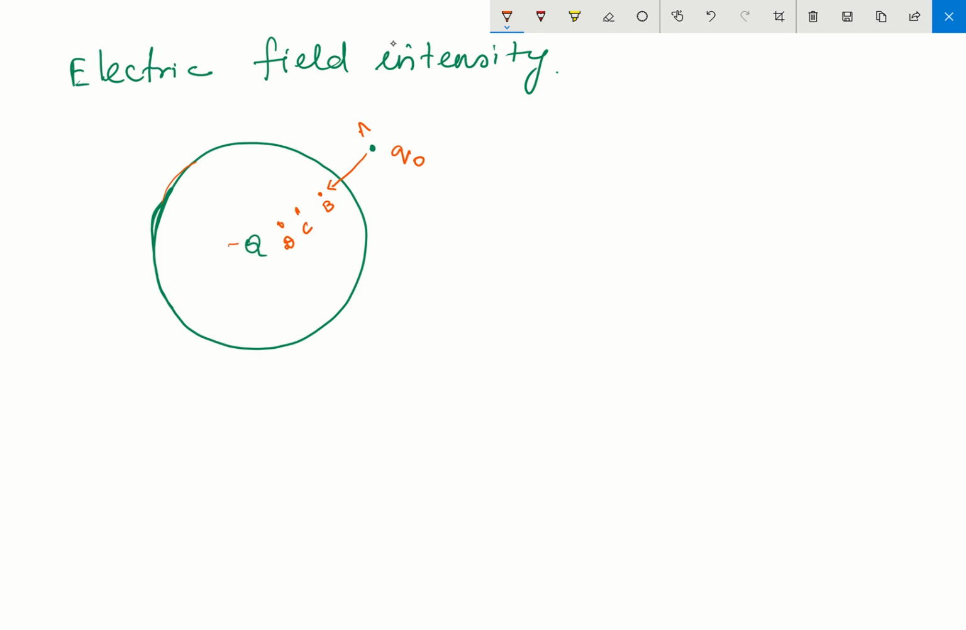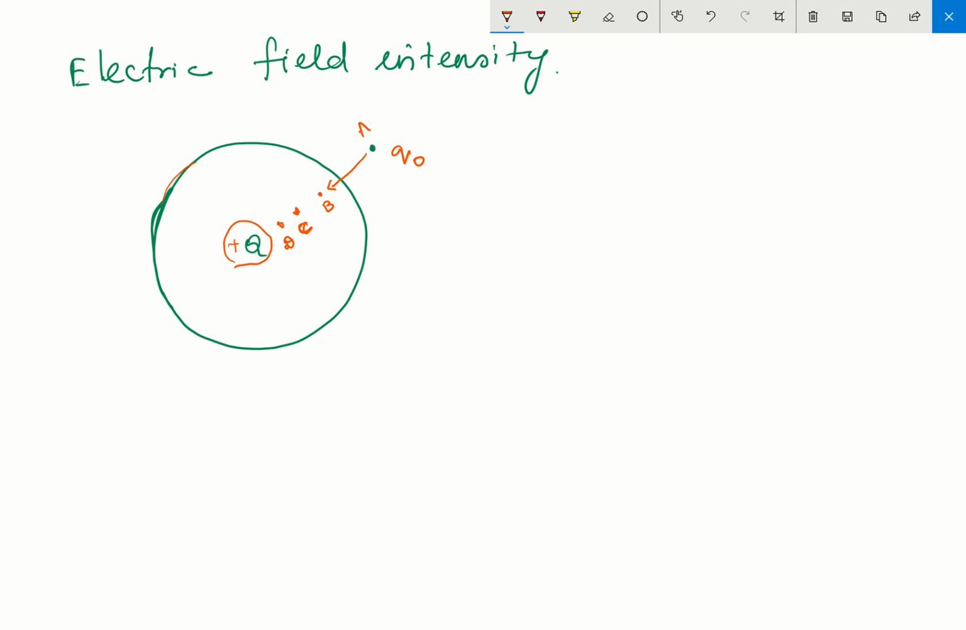If the source charge is plus Q, it will experience a repulsive force. I am first keeping it at B, and after that C, after that D, bringing it closer each time. If I keep it at B, it will experience some force, because it is well within the electric field. It will experience some force of repulsion. Measure it. Then when it is kept at C, will it experience the same force when the charge is brought closer to the source charge? At B it is experiencing a repulsive force, at C also, and at D also.